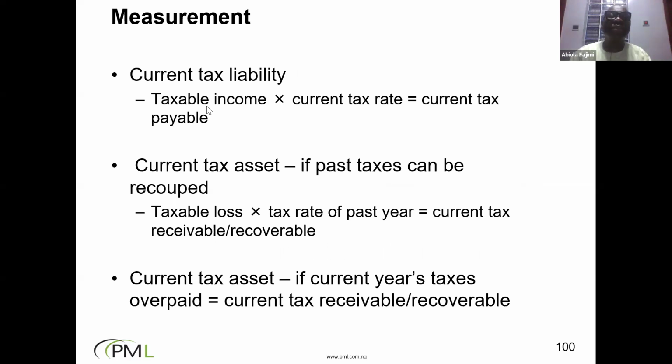Your current tax liability is your taxable income times the current tax rate, just like what we taught in tax. Current tax asset: if you have a tax amount that can be recouped from past payments, then you need to recognize a current tax asset. An example is withholding tax. If you have withholding tax, you know that you will recoup it against your future taxes, then you need to recognize an asset.